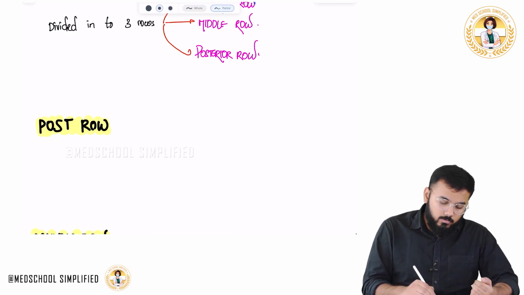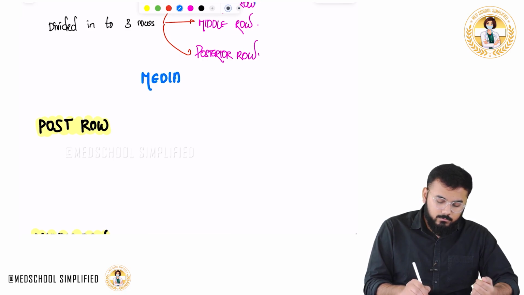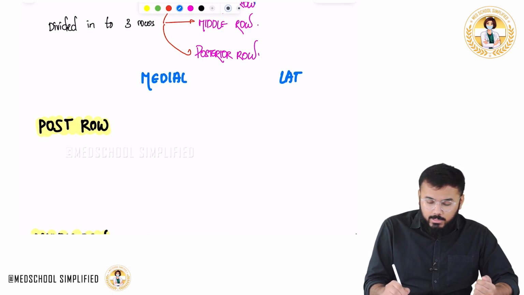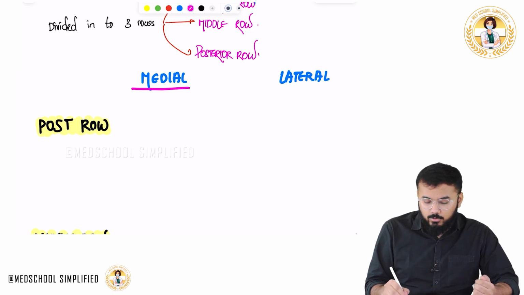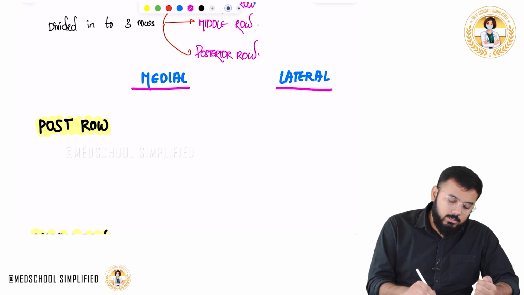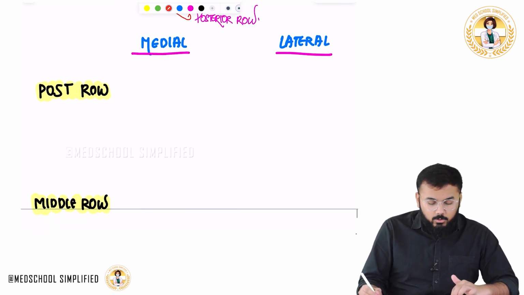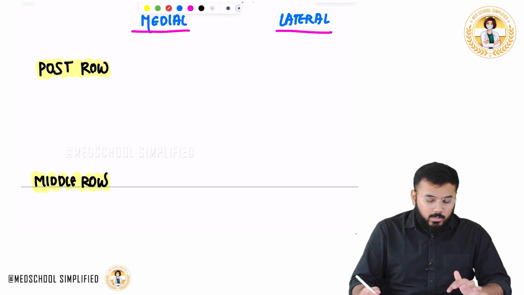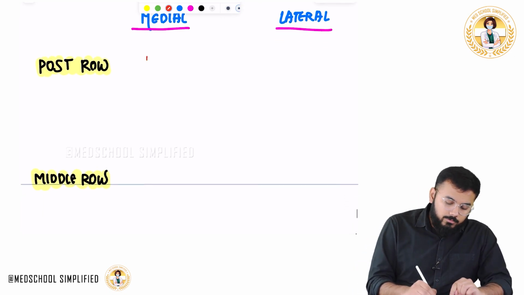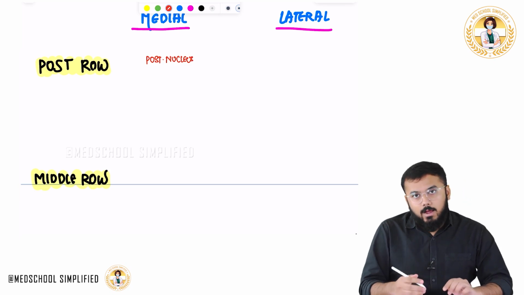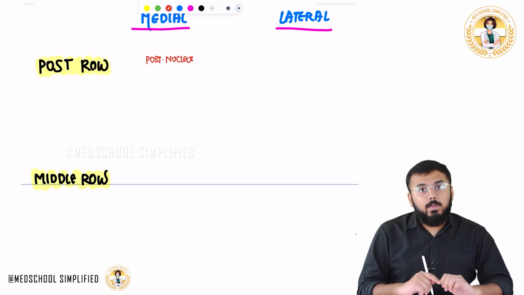So medial zone, another one is the lateral zone, medial as well as the lateral zone. Okay, now let us list out all these nuclei. Coming to the posterior row, in the medial zone, what nuclei do we have? We have the first nucleus, called the posterior nucleus. Posterior nucleus. After that we have another nucleus called the mammillary body nucleus.